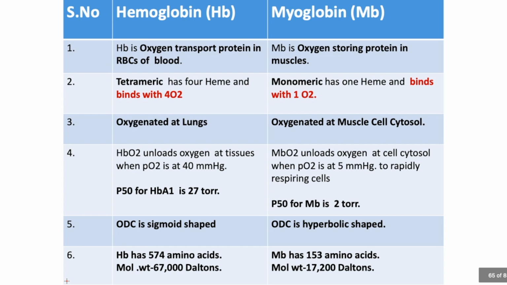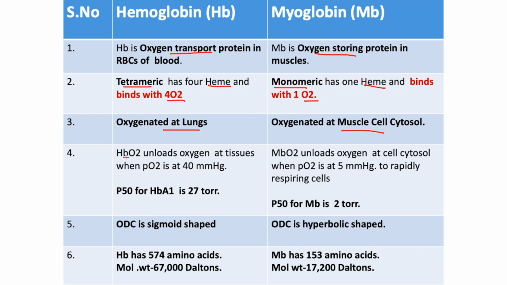Let's talk about some differences between hemoglobin and myoglobin. So hemoglobin is an oxygen transport protein, whereas myoglobin is an oxygen storing protein. Hemoglobin is tetrameric, has 4 heme groups, whereas myoglobin is monomeric and has just 1 heme group, and it binds with 1 oxygen molecule, whereas hemoglobin binds with 4 dioxygen molecules. Hemoglobin is oxygenated at the lungs, whereas myoglobin is oxygenated at the muscle cell cytosol.